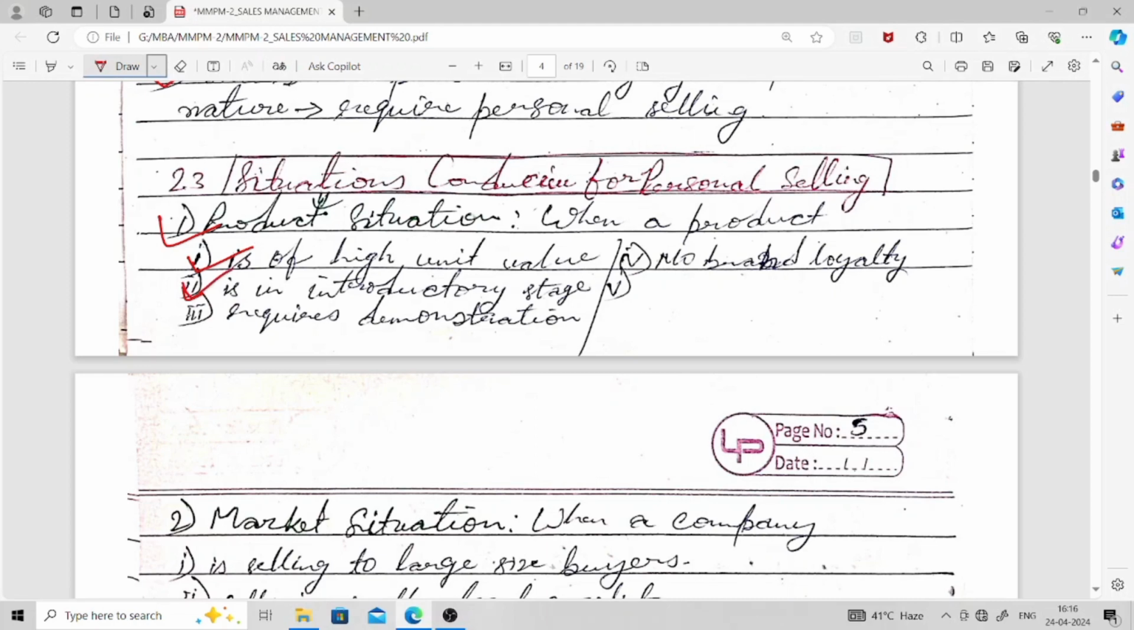Then you have requires demonstration. Whenever any product requires demonstration, then it is beneficial, or you can say it is better, to use a personal selling method. Then you have no brand loyalty. Whenever there is no brand loyalty about a kind of product, then in that case also personal selling is useful.